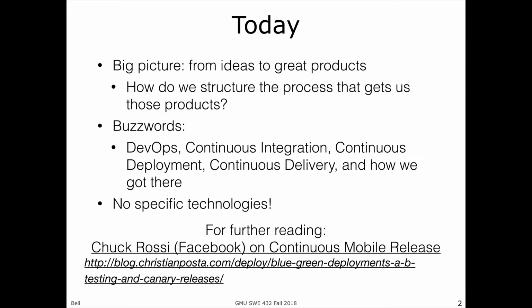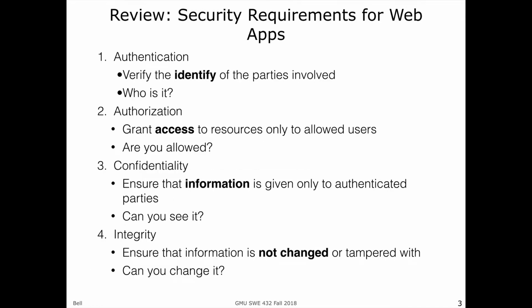So before we get into deployment and this big picture stuff, let's just remember what we covered on Monday. So Monday we were talking about security. We talked about topics like the different kinds of security requirements that our apps might have. And we talked about 4 high-level requirements, which were authentication, authorization, confidentiality, and integrity.